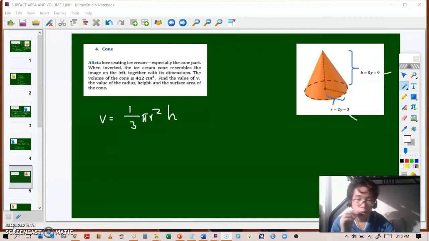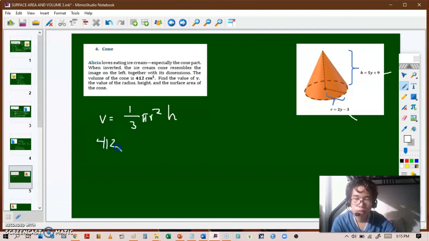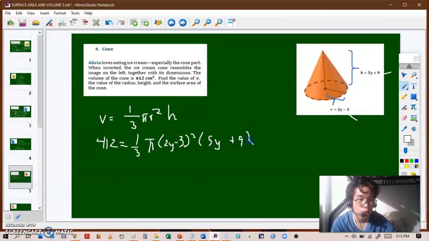Okay, so we know that the formula for finding the volume of a cone is 1/3 pi r squared h, or 1/3 of the volume of a cylinder. So V, the given volume, is 412, which is equal to 1/3 times pi, and the value of our radius is 2y minus 3, so (2y minus 3) squared, and then you multiply that by the height, which is 5y plus 9. Okay, so we are going to have here a cubic equation.